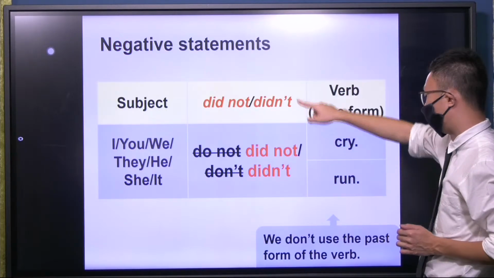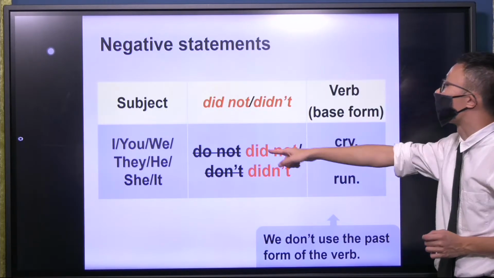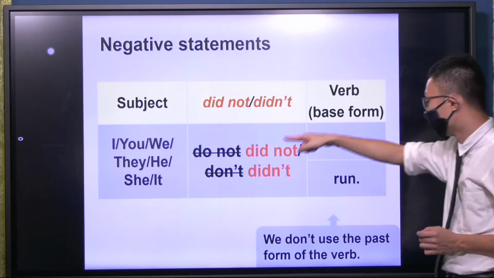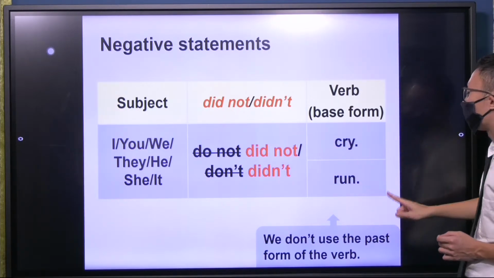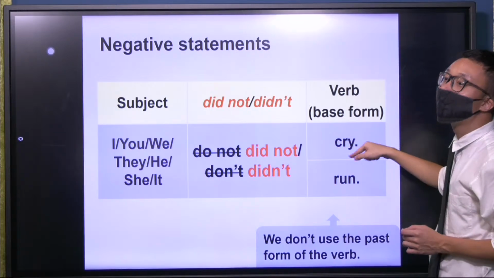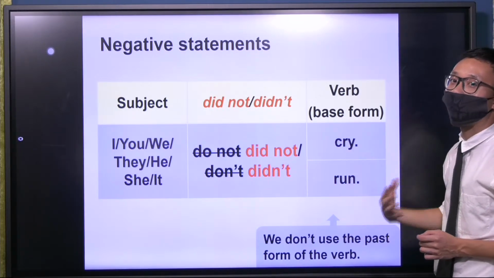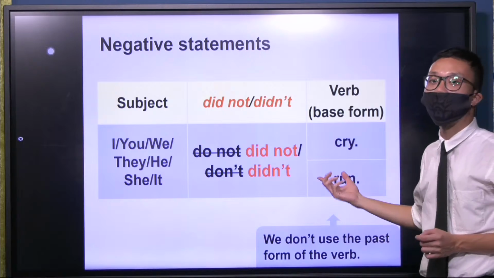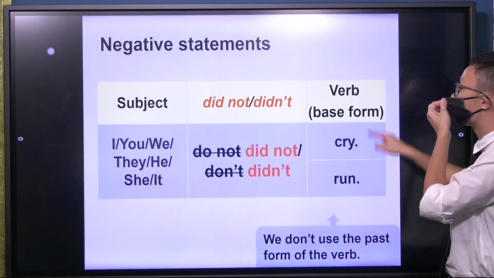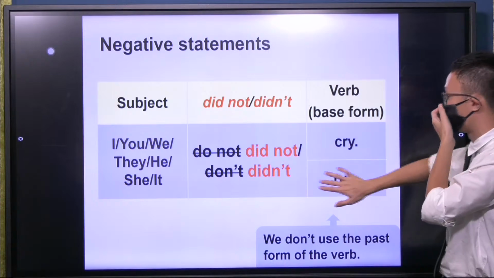And the same thing goes with the negative statement. So did not, just the same as present tense, where we change to do. And then we don't use the past form of the verb at the back. This is the main verb, right? Same as present tense, we use the bare infinitive. We don't have to change the verb. We don't have to change cry or run here. Just keep it like the original one.